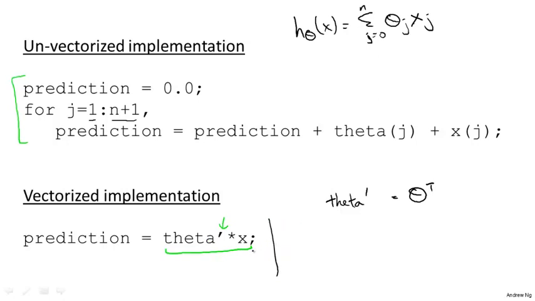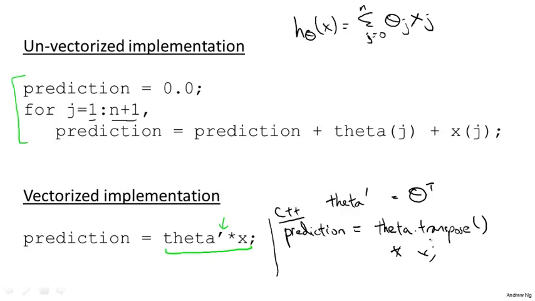By the way, if you're doing this in C++, then you may end up writing something like prediction equals theta dot transpose times x semicolon. This would be a typical C++ implementation, if you had a linear algebra library that lets you take the transpose of theta by doing theta dot transpose. But I'm going to use the MATLAB example here. And by doing this, you can get a much more efficient and much simpler implementation, where you have just one simple line of code instead of multiple lines of code like we had above.